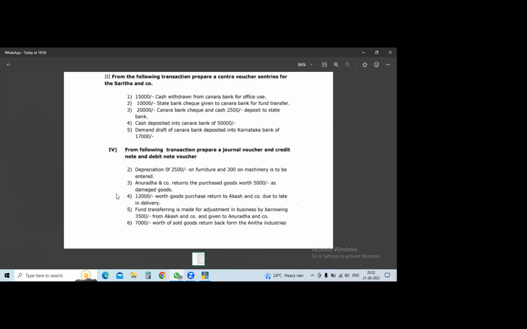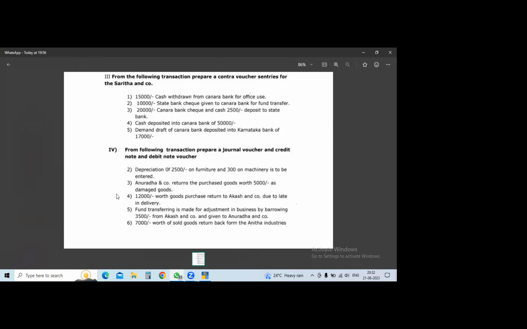Why? Because after 10 years, the machinery will not work. After 10 years, again you have to purchase a new machinery. You have to sell this old machinery and purchase a new machinery. So what happens? Sale of asset. It is not called machinery, it is called sale of asset. You may get a profit or you may get a loss there. So it will be like a sale of asset.